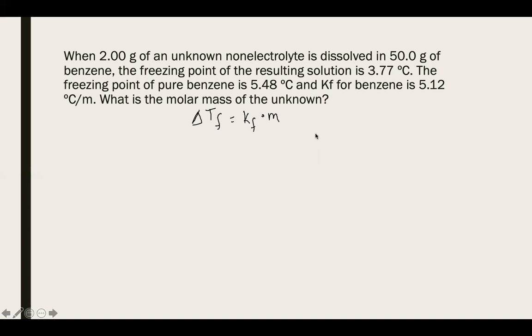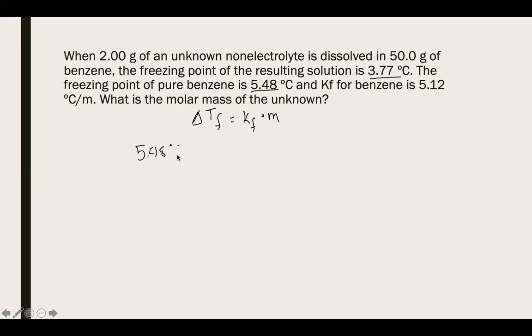We can then figure out the molar mass of that. So hopefully this might not make sense to you right with that explanation, but hopefully as we do the problem, it'll make more sense. So this delta TF is the change in freezing point. We're given that the freezing point of pure benzene is 5.48 degrees Celsius, but the freezing point of the new solution is 3.77 degrees Celsius.